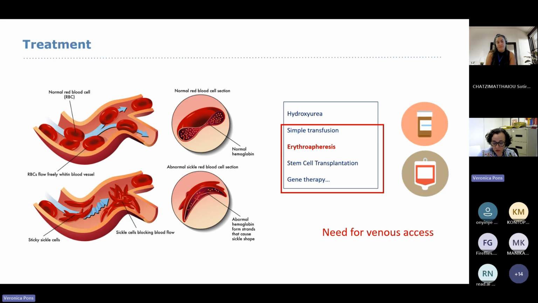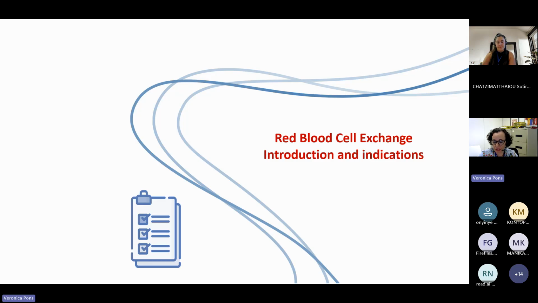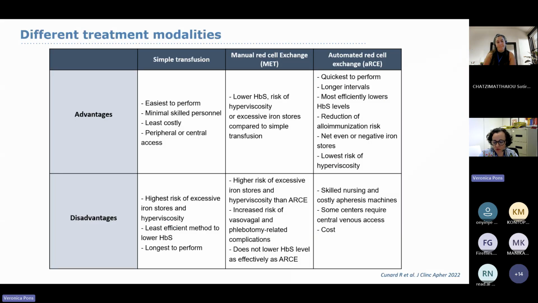So, as you know, there are several therapeutic options for sickle cell disease, many of which require venous access, from simple transfusion or red cell exchange, but also curative treatments such as stem cell transplantation or even gene therapy. And to understand these requirements, I think we need to know more about these procedures, the red blood cell exchange. So, for what reason should one treatment modality be selected over another?